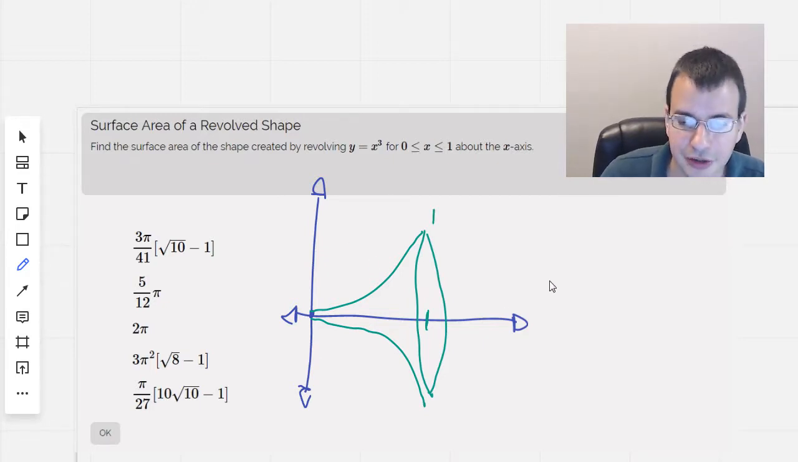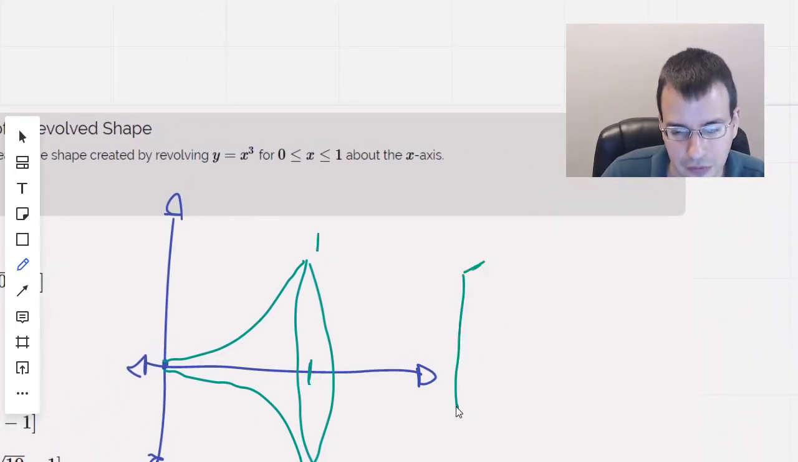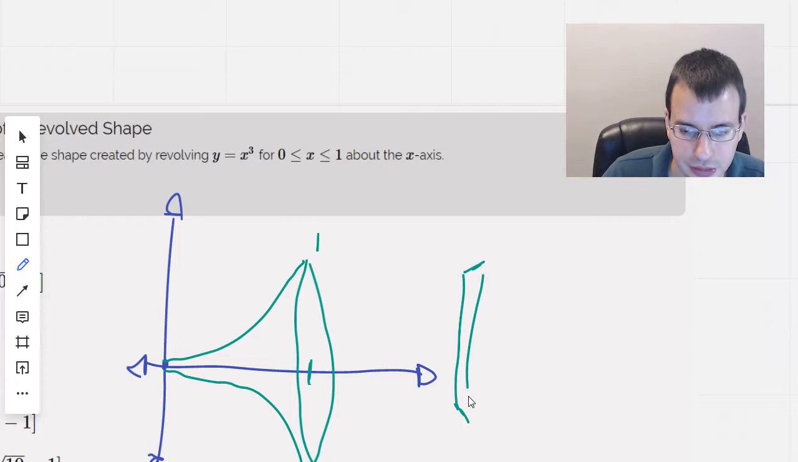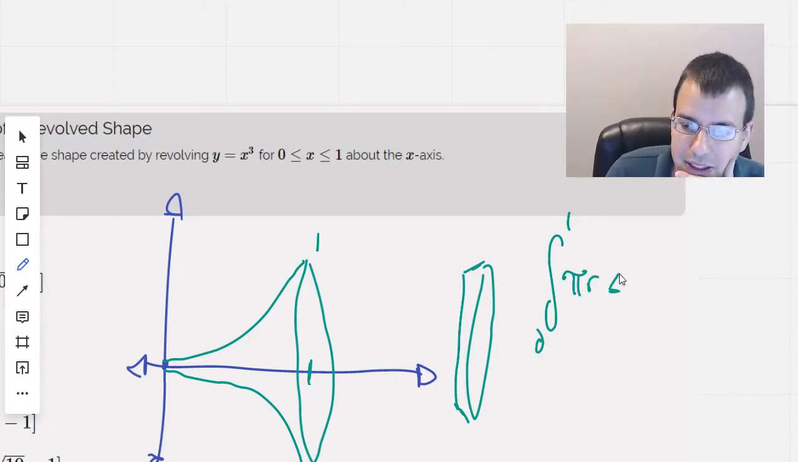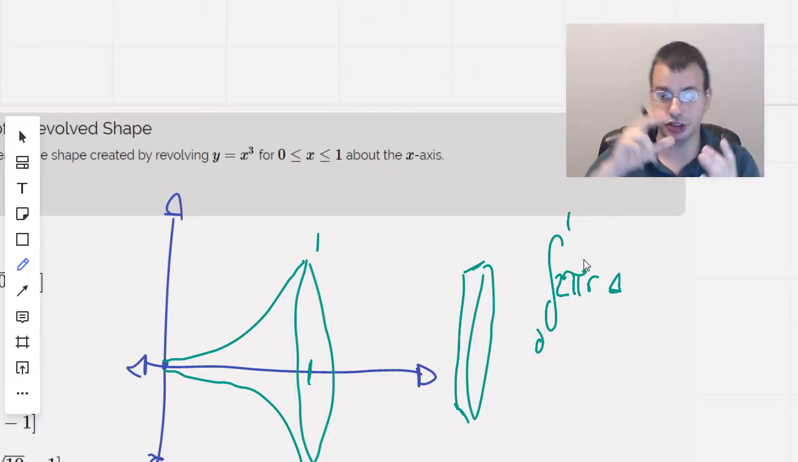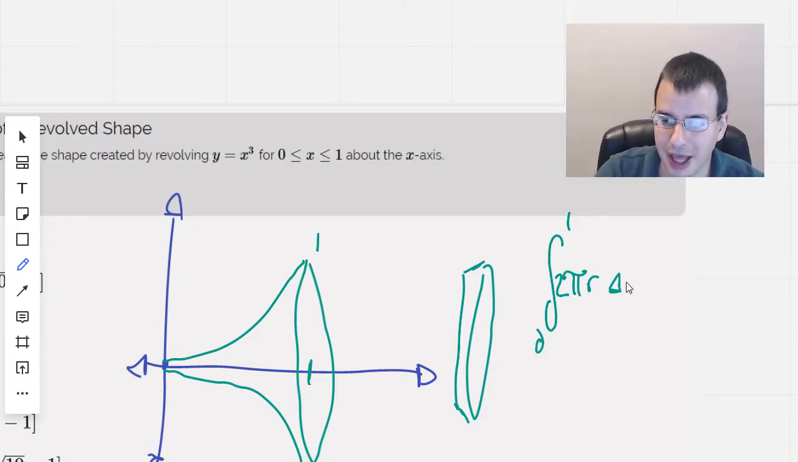And so for the surface area then, we're going to make a whole bunch of flared tubes, kind of like this, and we'll go from 0 to 1 of 2 pi r dl, because 2 pi r is the circumference of a circle, and then we're going to multiply that by the dl.